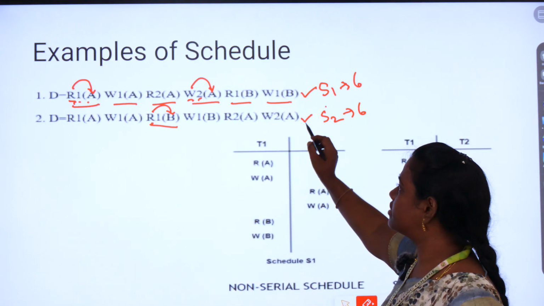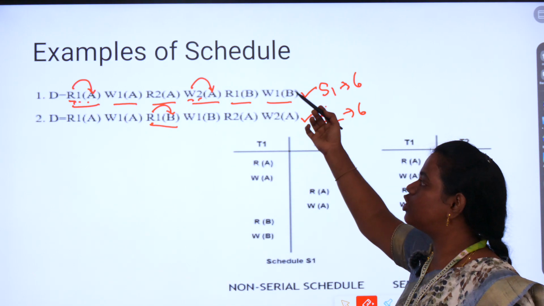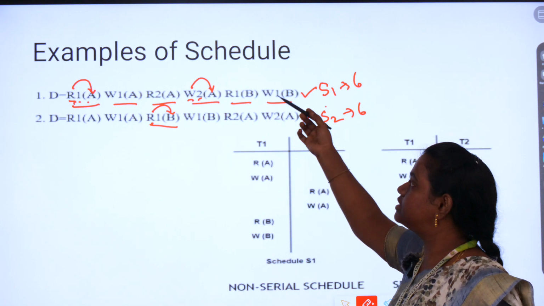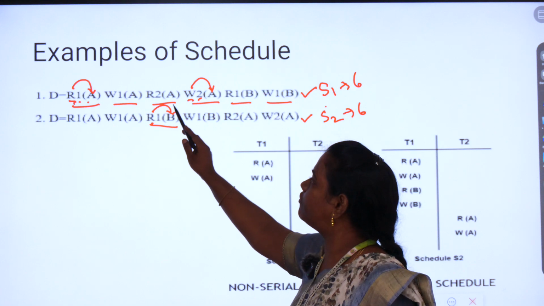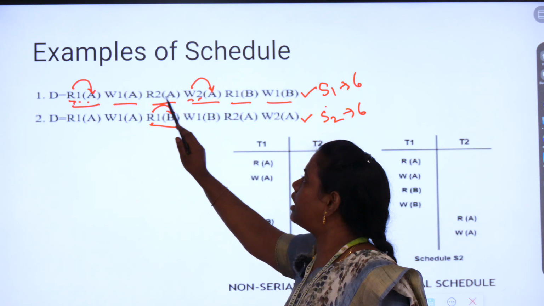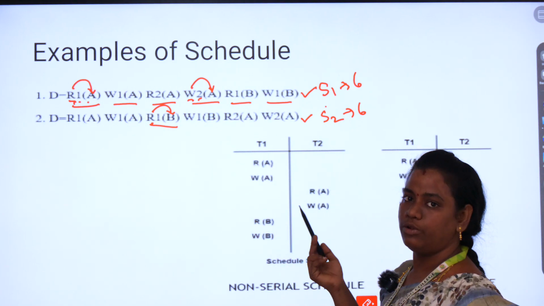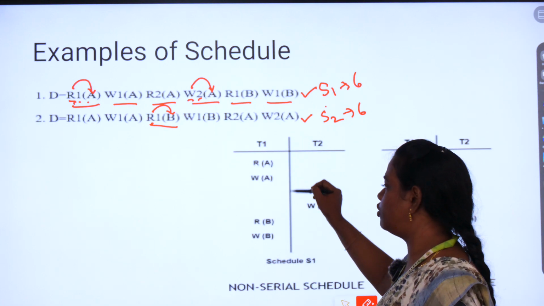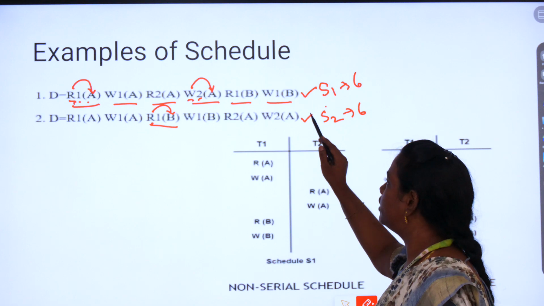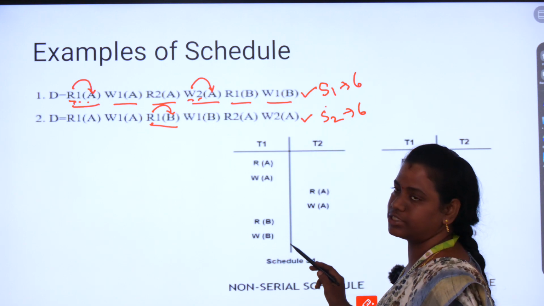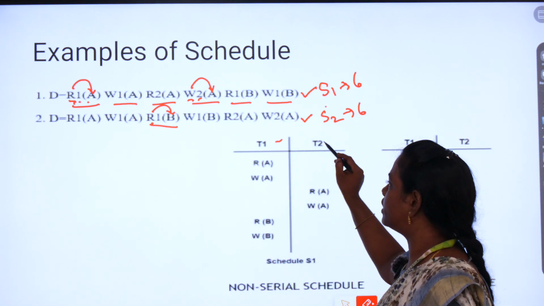Okay, now this representation is very difficult to understand, so I am going to modify this representation into table format. Here in schedule 1, the total number of transactions involved is T1 and T2. Totally we are using 2 transactions, so I have divided it into 2 columns based upon the transactions. So T1 and T2 are the 2 transactions here.